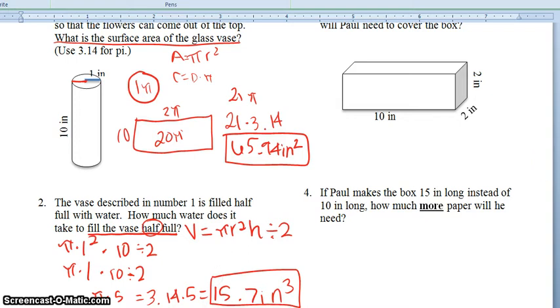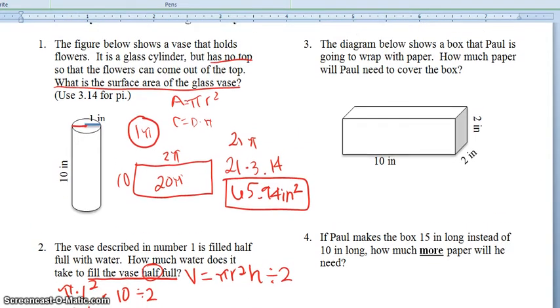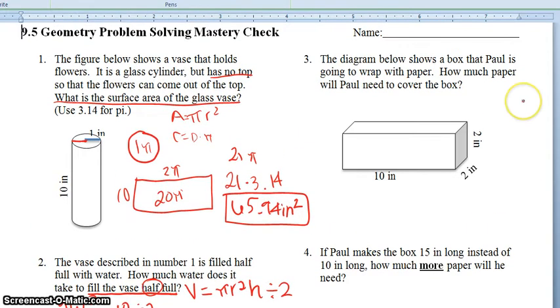All right, let's go to number 3. The diagram below shows a box that Paul is going to wrap with paper. How much paper will Paul need to cover the box? Well, if he's covering the box, we want to know the amount of paper. We want to know the surface area of the box. So I'm going to find the area of the top, the bottom, the front, the back, and then the left and the right side, and add those areas together.